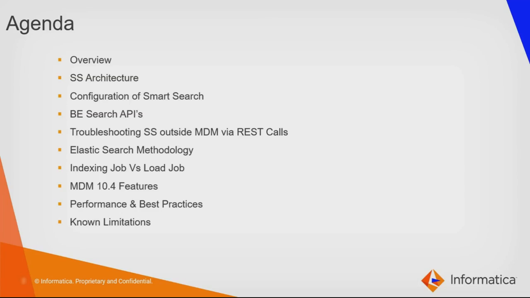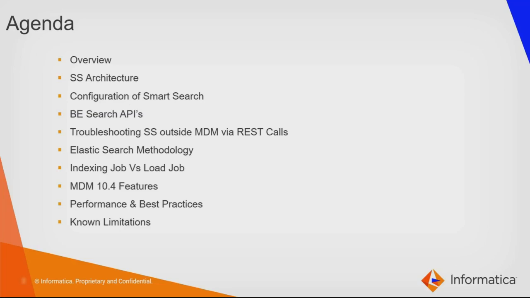Configuration of Smart Search, like what are the configurations we need to set up as part of the prerequisites. Once Smart Search is configured, what are the search APIs we can fire? Troubleshooting Smart Search outside the MDM, where there are some scenarios in which we need to isolate whether the issue is from the Elasticsearch engine or from the MDM layer. Elasticsearch methodology, where there are some different architectures we can set up on multiple environments.